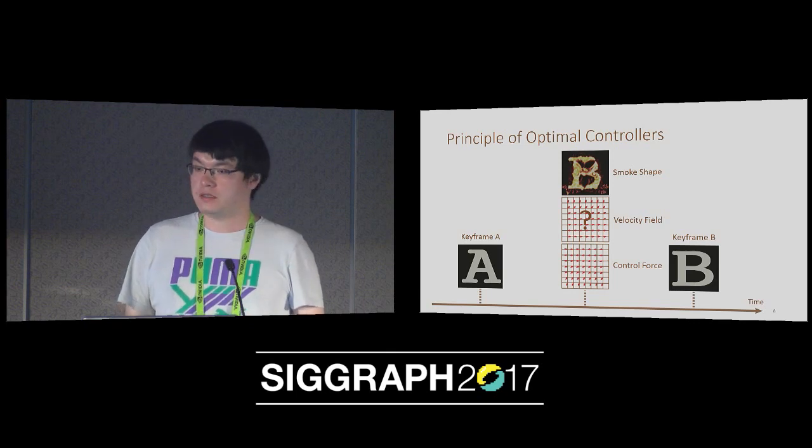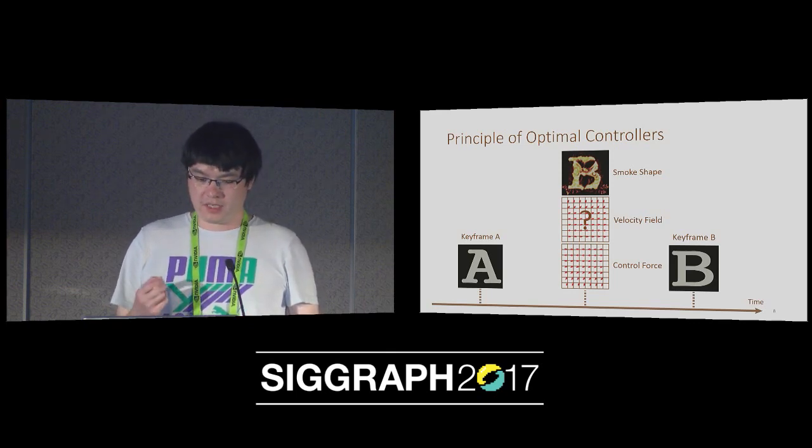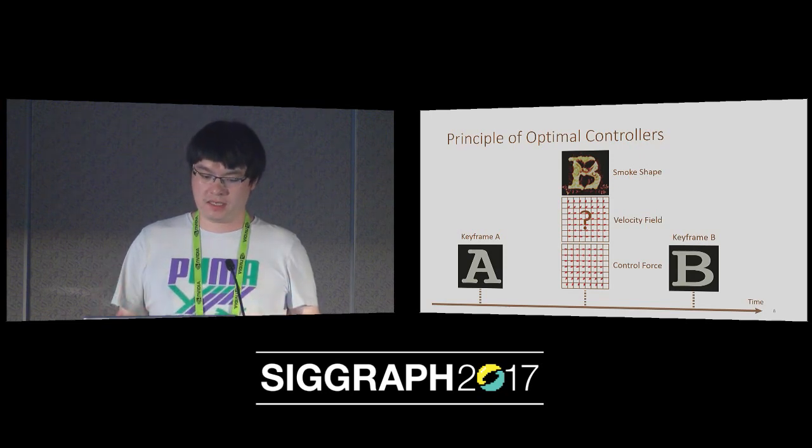The other kind of method is the optimal controller. The big difference here is that it only requires a temporally sparse set of keyframes. Let's say we are given two distant keyframes, A and B, and the method then needs to figure out the control force and the configuration of smoke at the intermediary time steps.